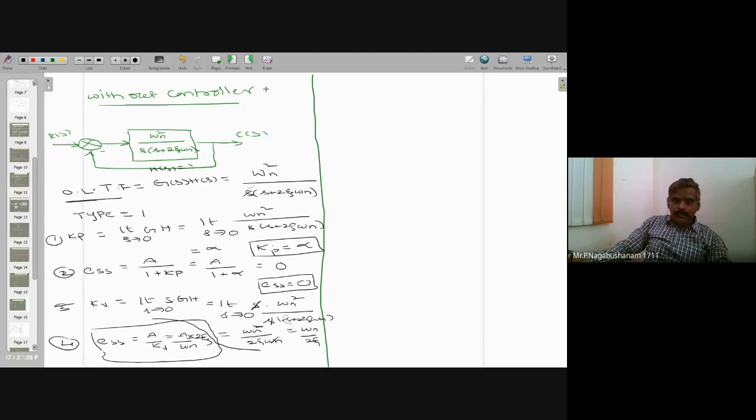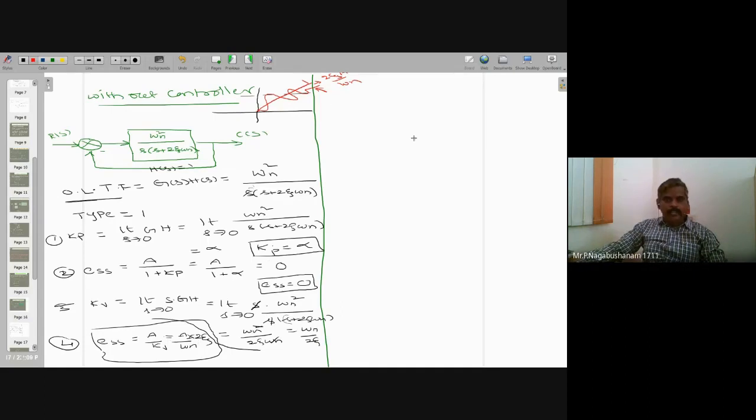That means, if we assume a ramp input, a ramp means passing through the origin. This is a ramp input. If your output is like this, assume it is a steady state output. There is some gap between the input and the output. Then how much is this gap? I got 2 zeta A divided by omega n. This is the gap. There is still a gap existing, so even though there is a gap, there is an error.